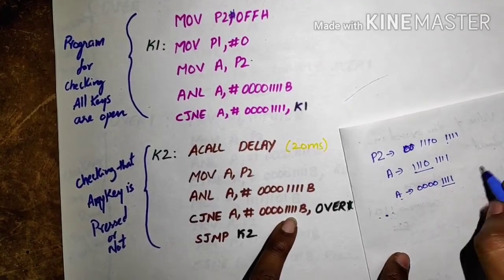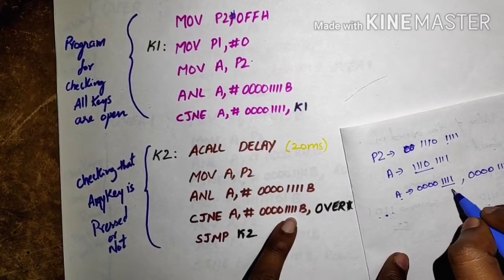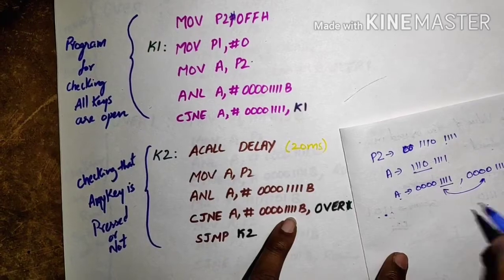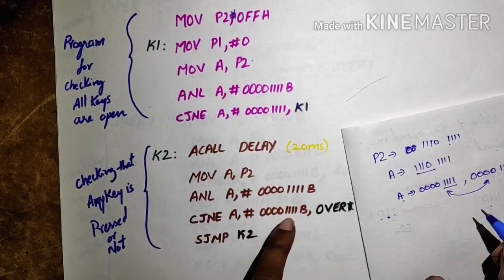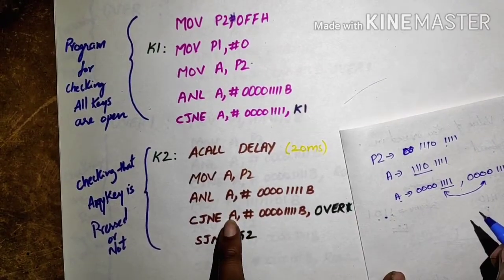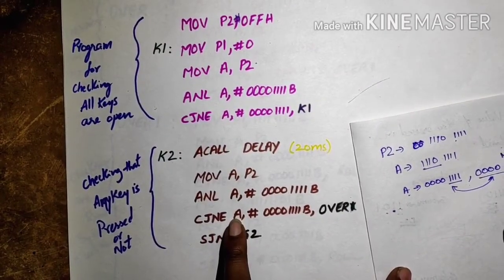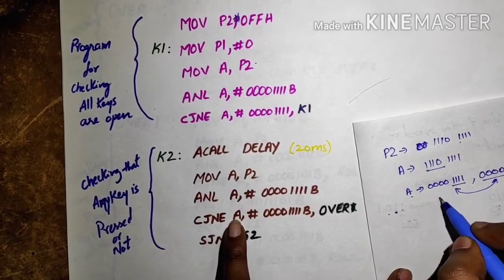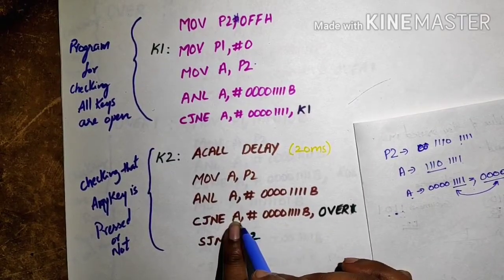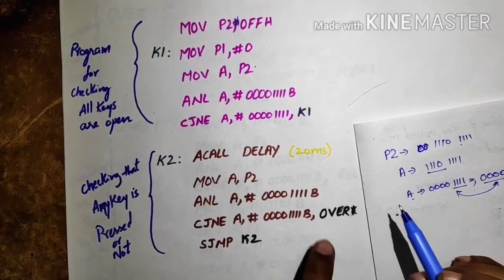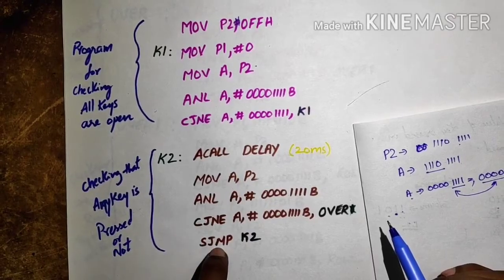So we are comparing it with 0000 1111. If you clearly observe, the two values are equal. This condition is the no key press condition, so we are comparing it with the accumulator. Here these two are equal, that means no key has been pressed. So as no key has been pressed, this condition will fail and it goes to the next step.